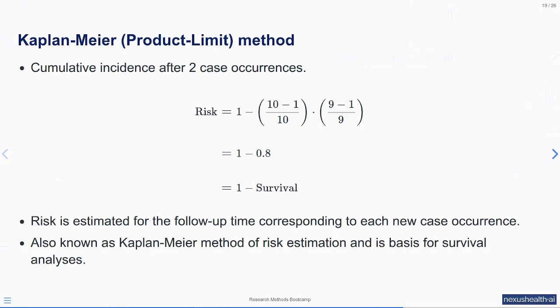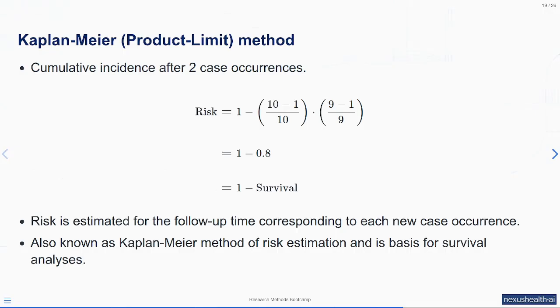Okay, so we have the Kaplan-Meier or the product limit method, and this is the cumulative incidence after case occurrences. So remember, here risk is given to us as 1 minus the probability of surviving the first time period multiplied by the probability of surviving the second time period. And so we end up with this as we see here, 1 minus 0.8, and so that 0.8 represents the probability of surviving over 2 years.